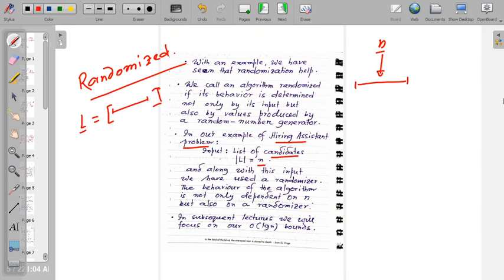But the thing is that here, after getting the input, what we are doing in this hiring assistant problem, we are randomizing that list. We are randomizing that list, and we are getting the same numbers in another configuration, say in prime, in a different order. And then we are taking the help of any classical algorithm, and then we are getting the output.